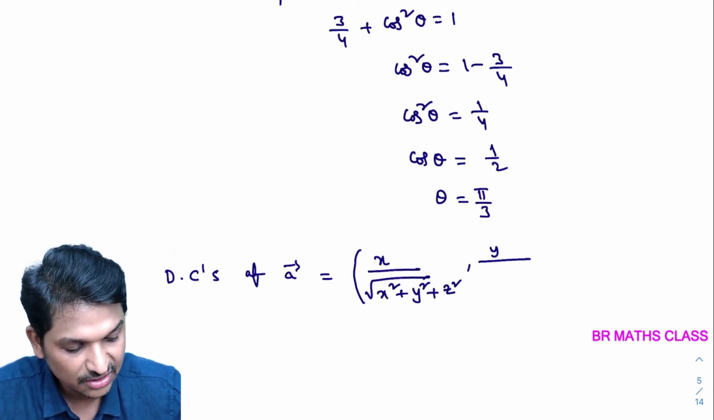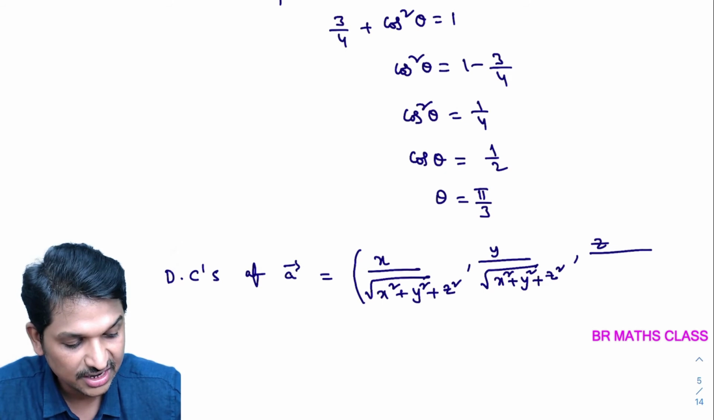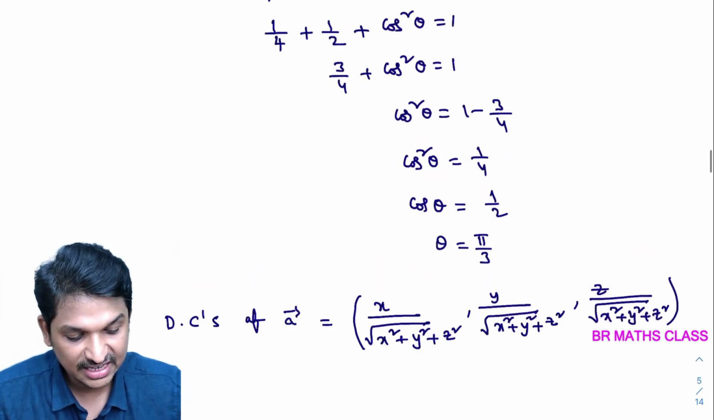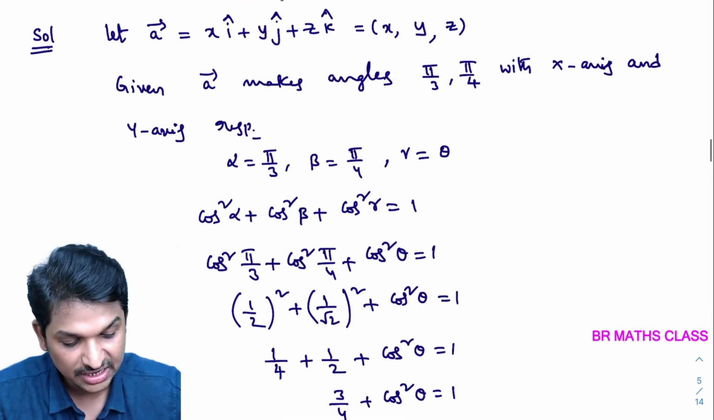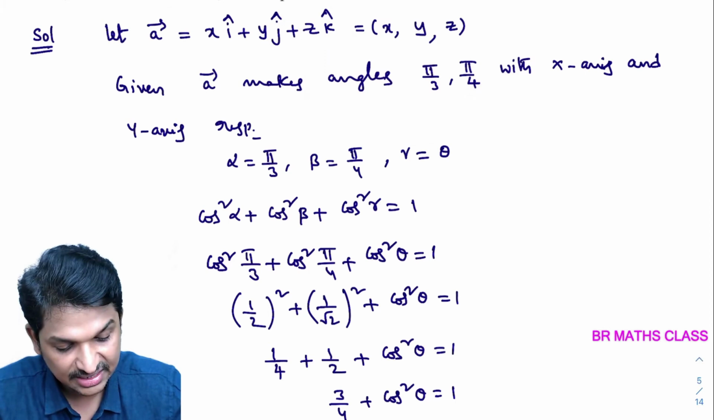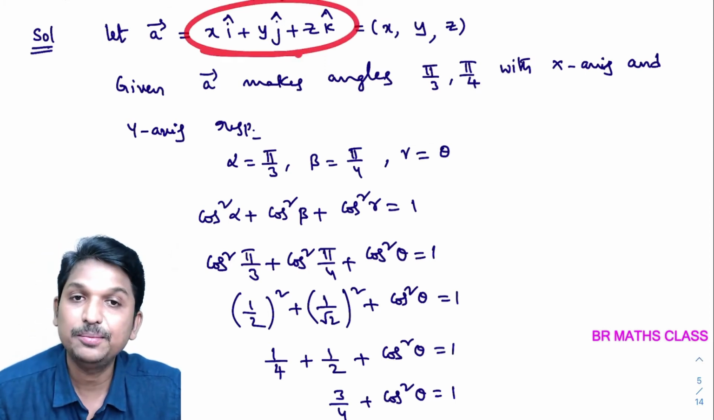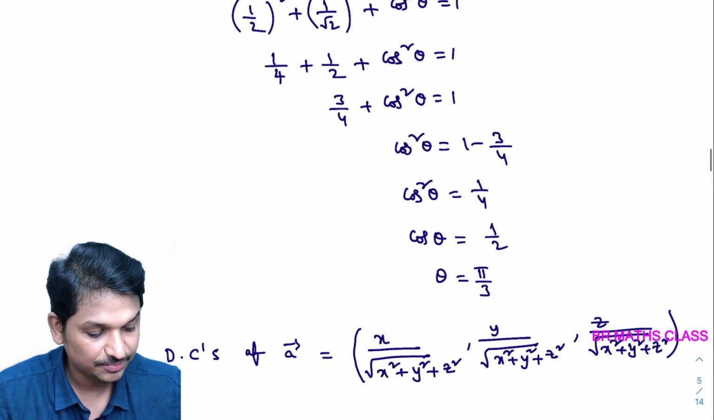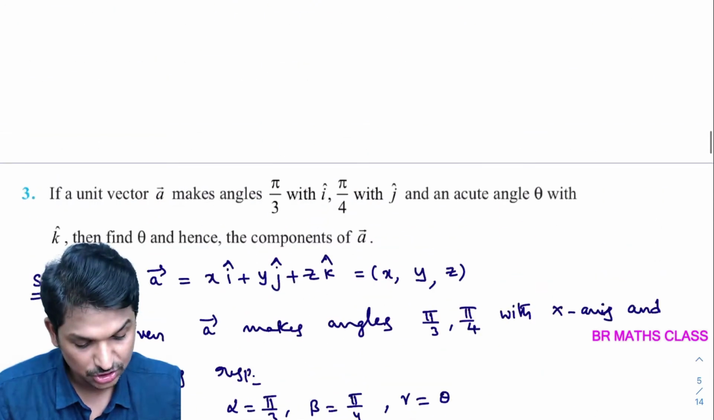Y divided by root over X square plus Y square plus Z square. Z divided by root over X square plus Y square plus Z square. If A bar is Xi cap plus Yj cap plus Zk cap, then the direction cosines of this vector are like this. And observe the question.